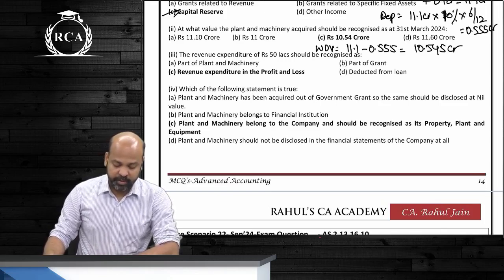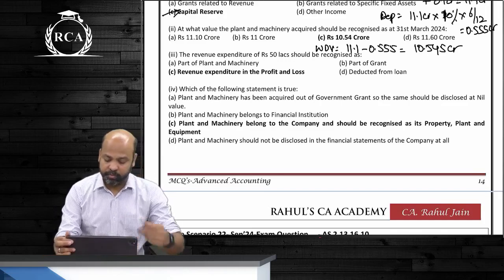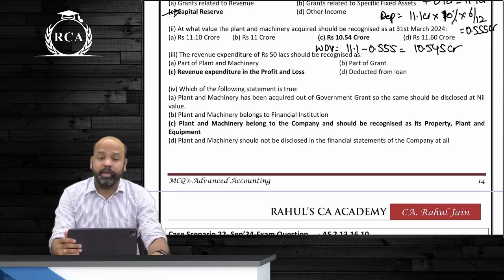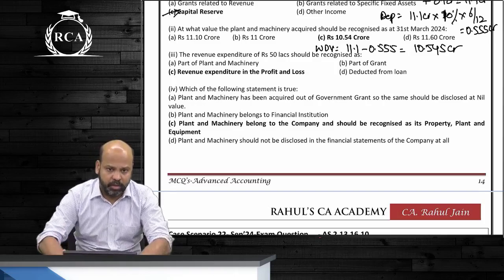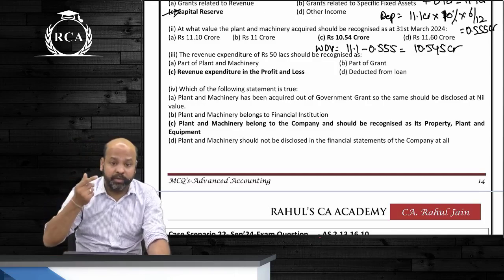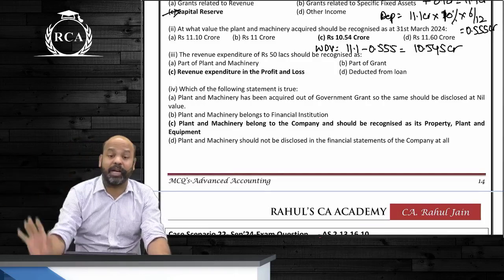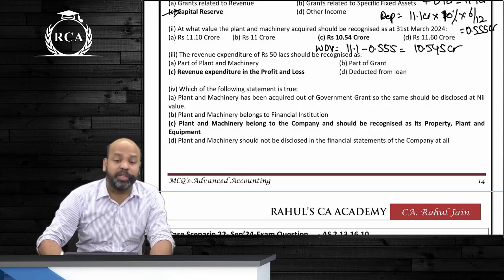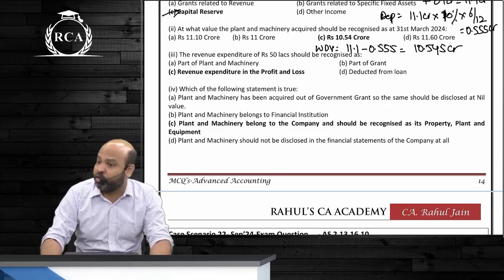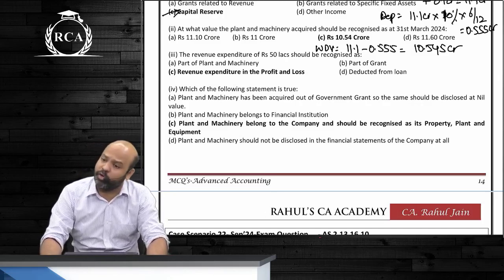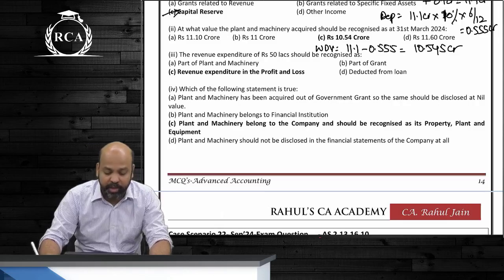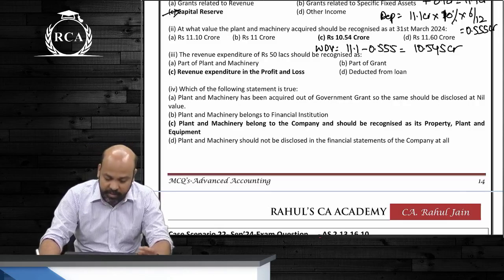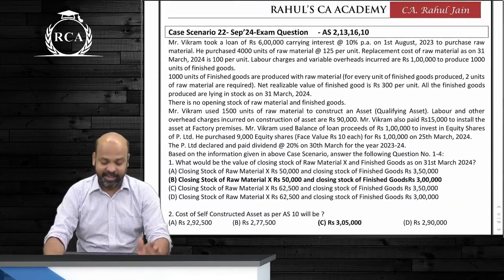Which of the following statements is true? Plant and machinery was acquired out of government grant, so the same should be disclosed at nil value. Was it a government grant in respect of a specific asset? Are we not transferring the government grant to capital reserve? There is no way that you adjust that grant against the cost of the asset. Plant and machinery belongs to the financial institution. If you take a loan and buy an asset out of that loan, does the asset belong to the lender? No. Plant and machinery belongs to the company and should be recognized. Yes, it is highlighted. Next.